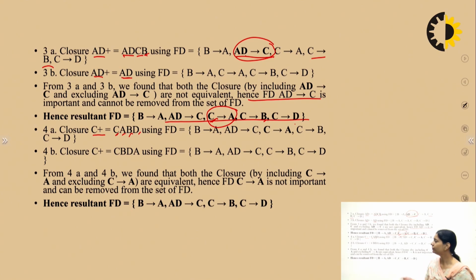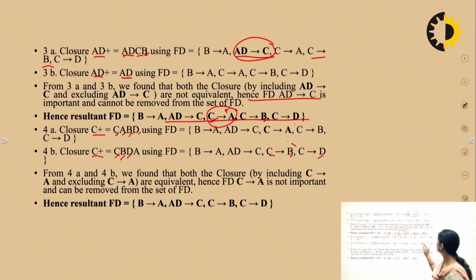We'll try to remove this functional dependency now and then try to find out the closure of C. Now, we assume that C dependent upon A does not exist. We have this set of functional dependencies. We'll try to find out the closure of C, which would be C, that is there. C dependent upon B and hence B is a part of it. C dependent upon D and hence D is a part of it.